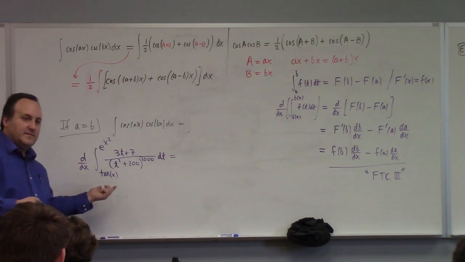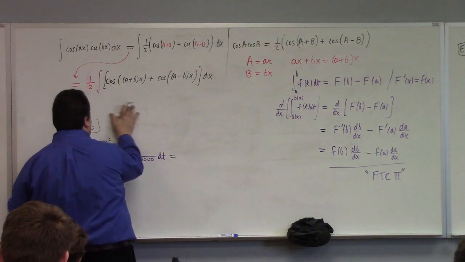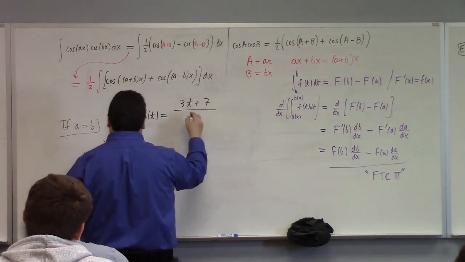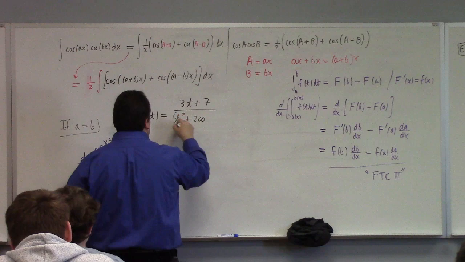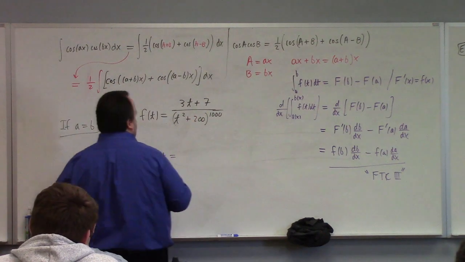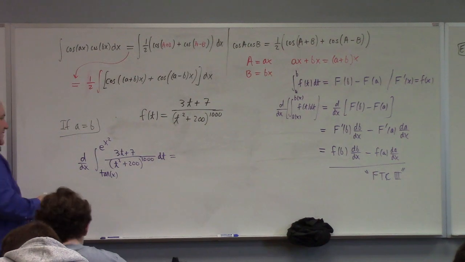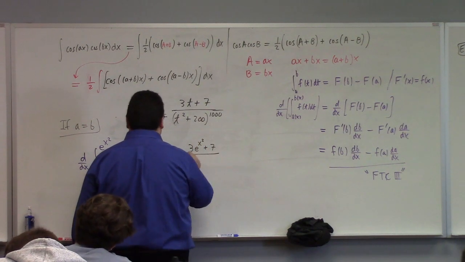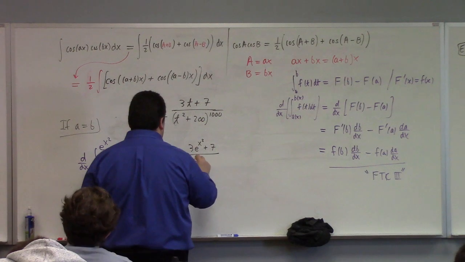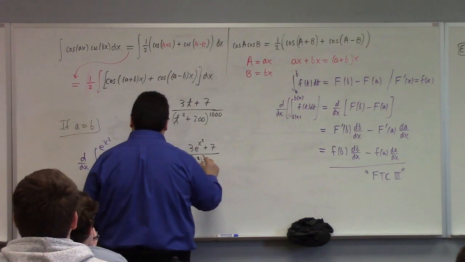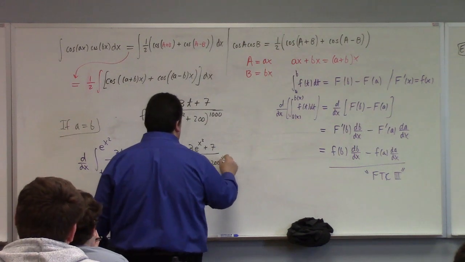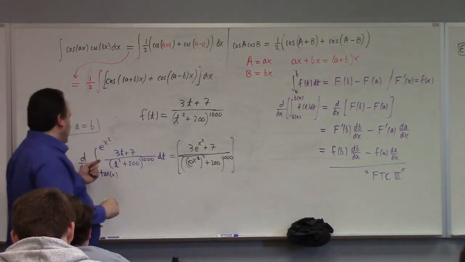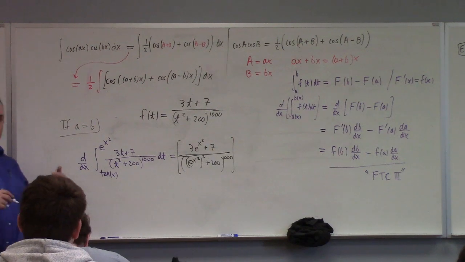So applying that here, f of t is this monstrosity, (3t plus 7) divided by (t squared plus 200) to the 1000th power. No one wants to integrate that, right? Actually, maybe I could. No, let's not. So I do (3 e to the x squared plus 7) divided by ((e to the x squared) squared plus 200) to the 1000th power. I should have made this stupid thing simpler. Times the derivative of e to the x squared, which is 2x e to the x squared.